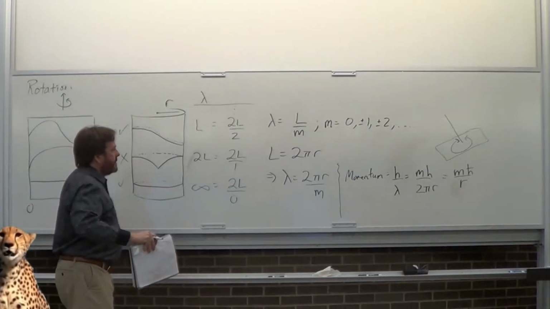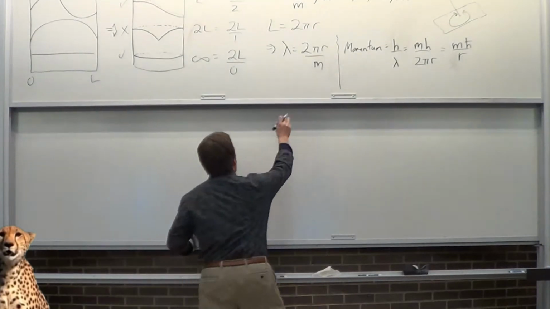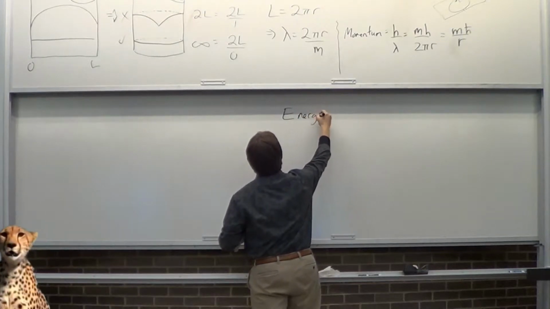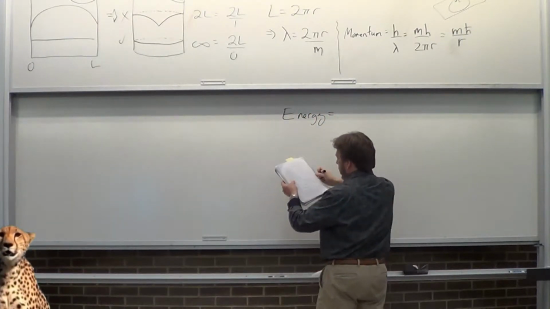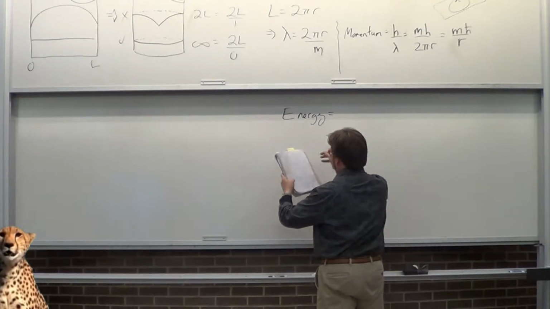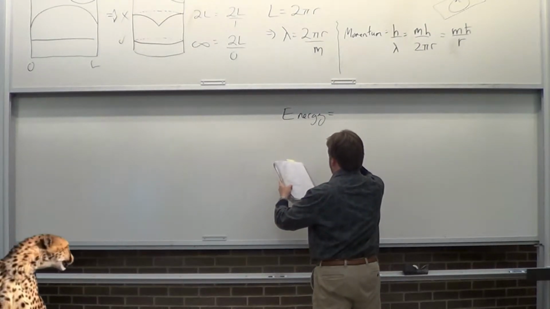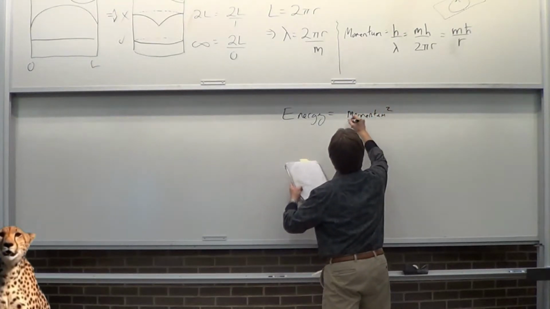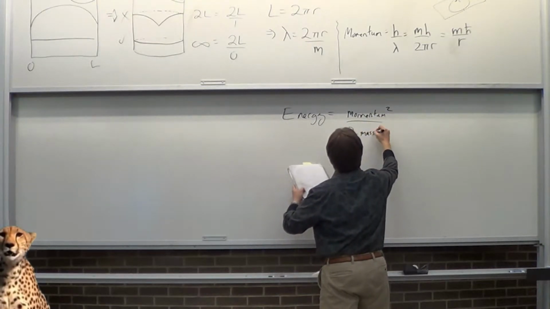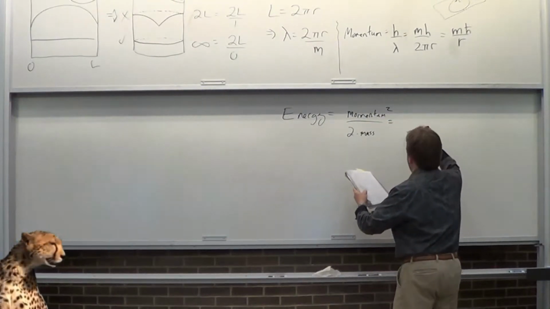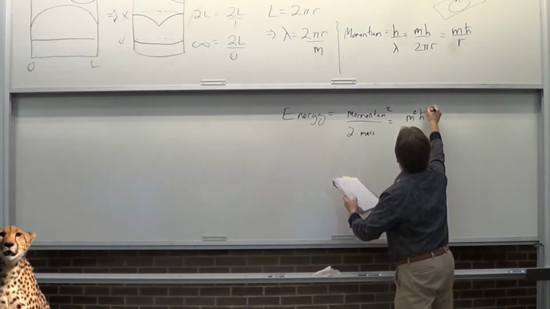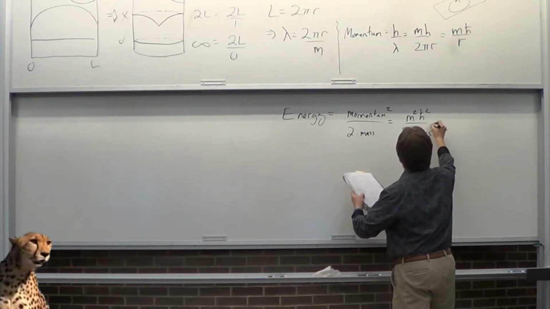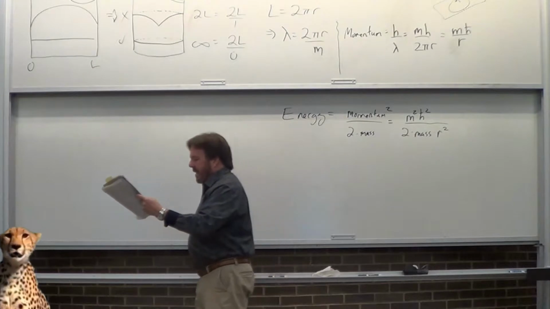Okay, energy. I'll just keep working down, and then we get where it gets kind of difficult. So now that I've got momentum, energy, of course, is momentum squared over, okay, hold on, I have to think about this, now I have to start worrying about mass. Momentum squared over 2 times the mass, which is, of course, m squared h bar squared over 2 times the mass times r squared.